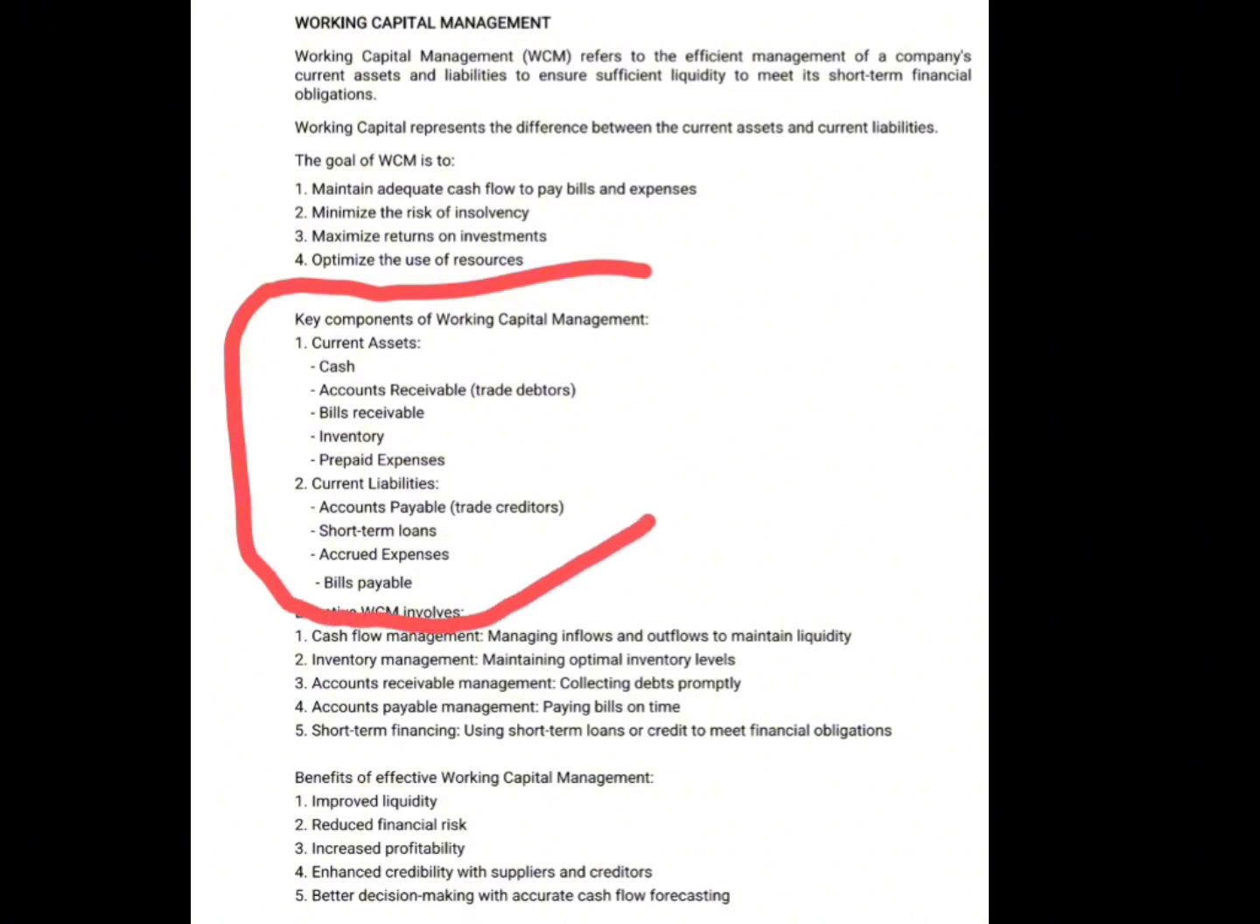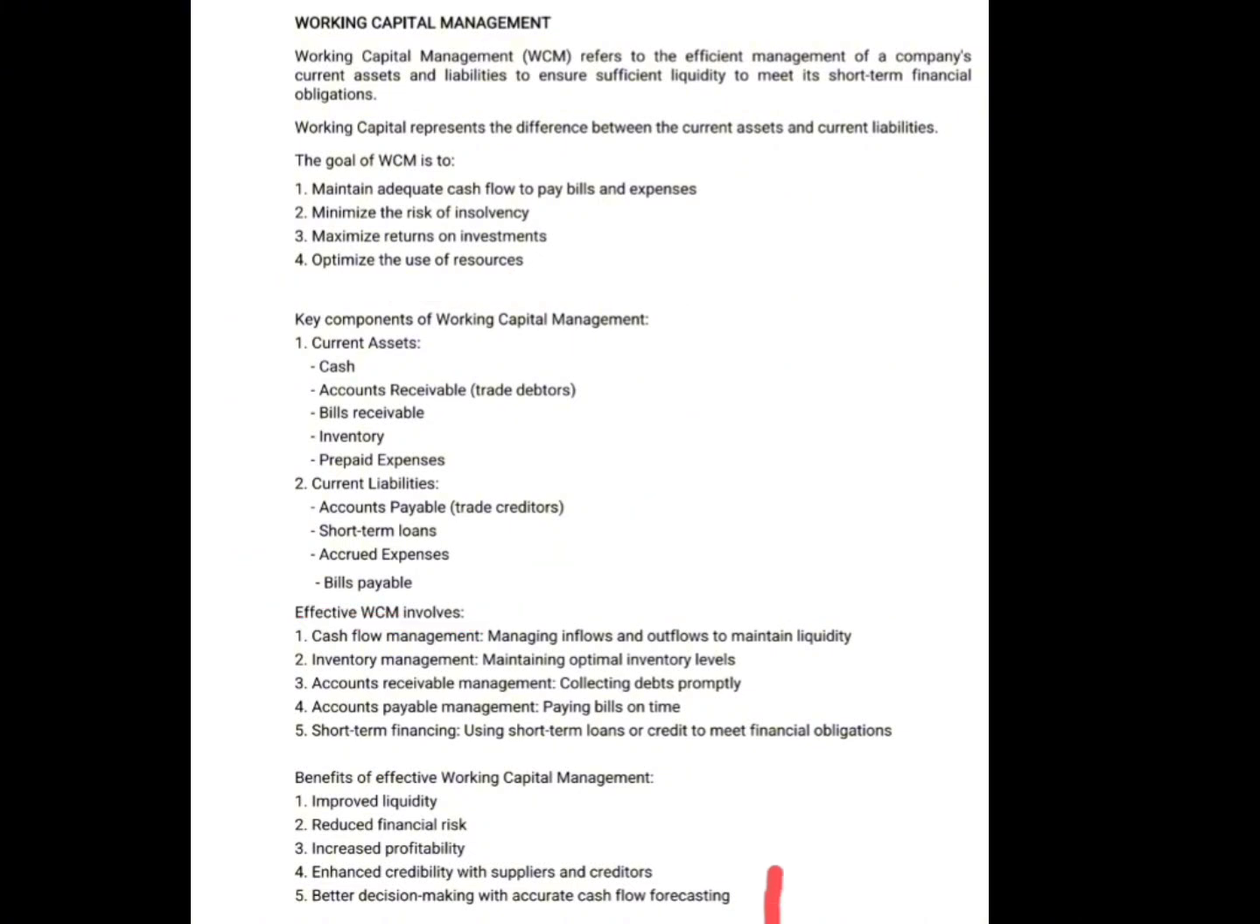Under current assets, we have cash, accounts receivable, trade debtors, bills receivable, inventories, prepaid expenses. While under current liabilities, we have accounts payable, short-term loans, accrued expenses, bills payable, tax payable, dividend payable, etc.